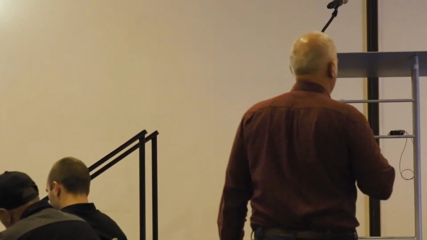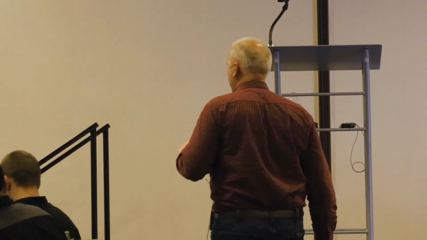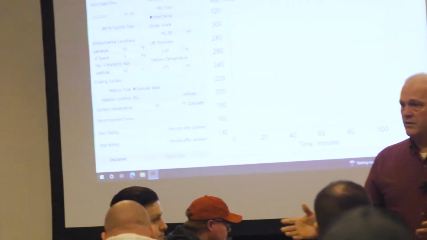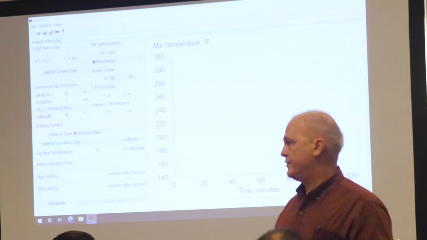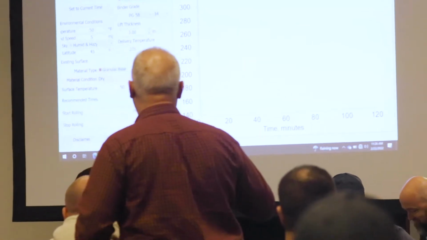How many people in this room have ever had a problem trying to figure out how much time you had to roll the asphalt under varying conditions? Okay, most of the rest of you are liars or you're really shy. Unless you are a genius or have a photographic memory, all of us have struggled at times to figure out how much time I'm going to have to get this asphalt rolled and get all the passes on it that I need and get good compaction. Well, this tool is very helpful.